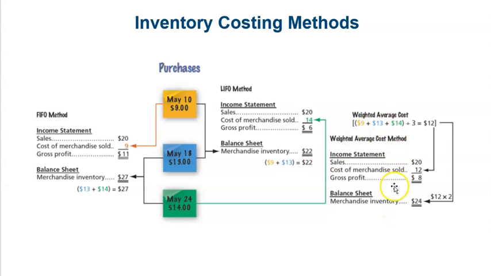The weighted average would be an average of all of that. And so the weighted average is $12. And on the balance sheet, it would be a weighted average of the two that were remaining. So that would be $24.